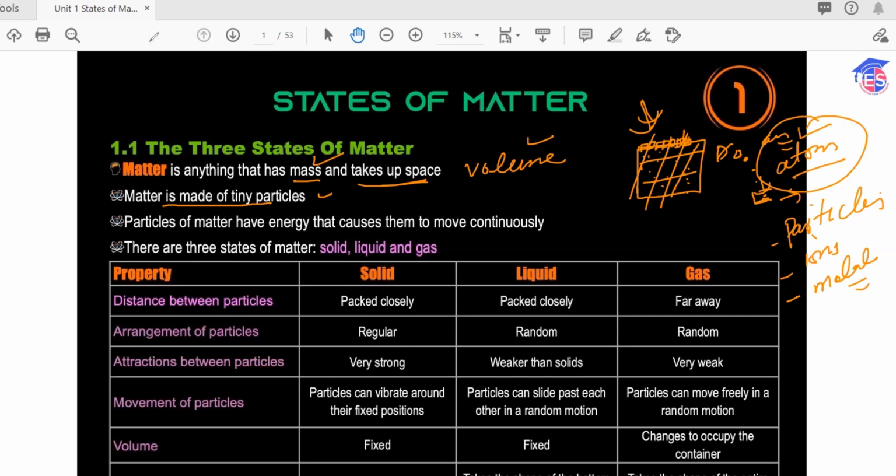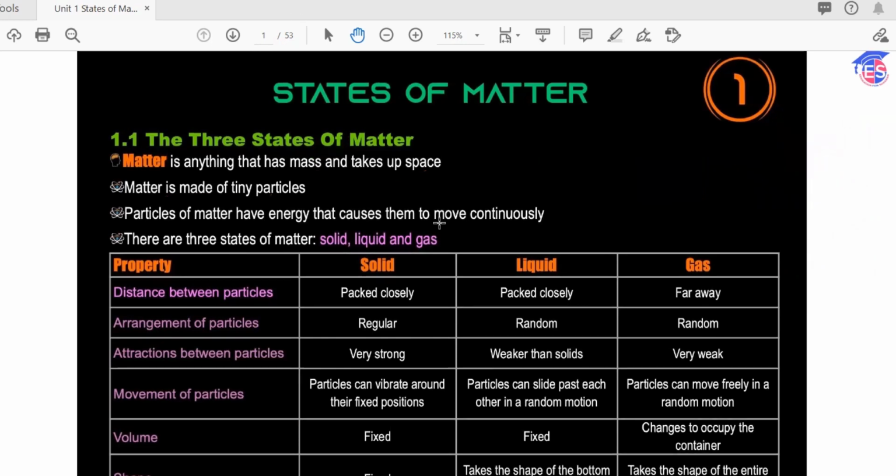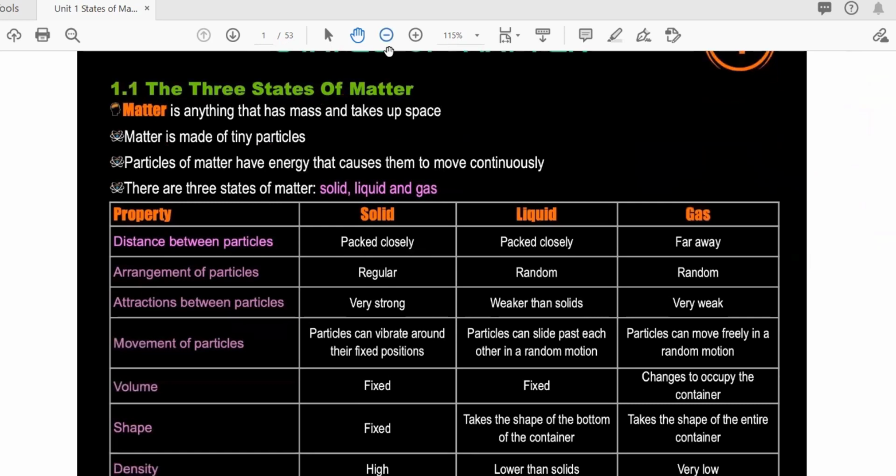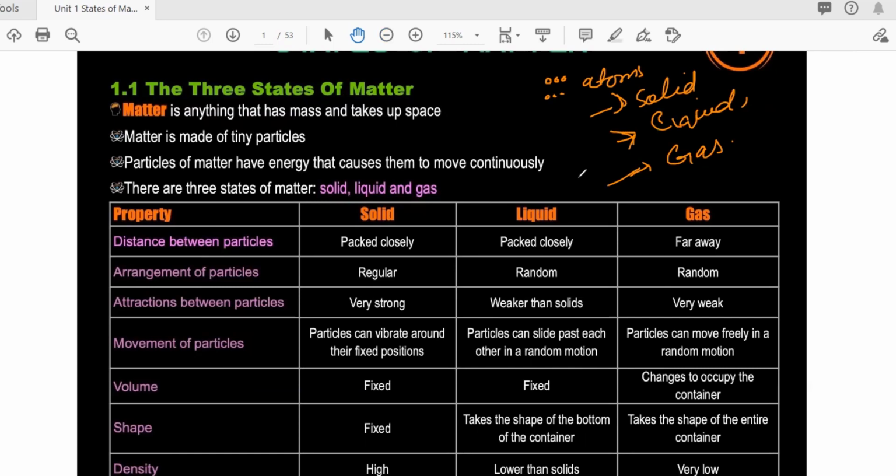So now we will see the different states of matter. Everything is made of matter, and we saw that these small particles are known as atoms. Now, the same atoms, sometimes we call them solid, sometimes liquids, and sometimes gas. The same atom, so why do they have different states? There are some factors which decide that these atoms are known as solid, these as liquid, and these as gas. These three different states are known as states of matter: solid, liquid, and gas.